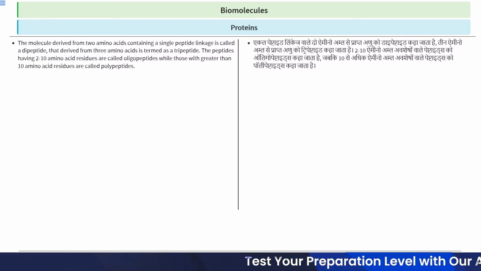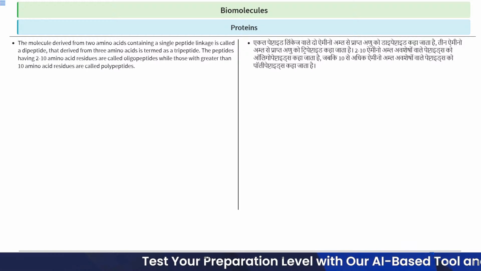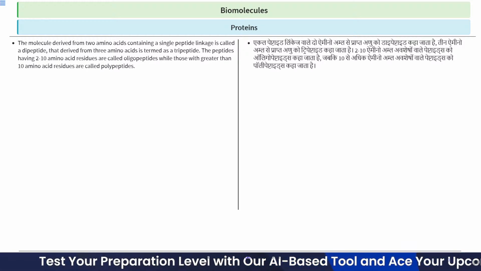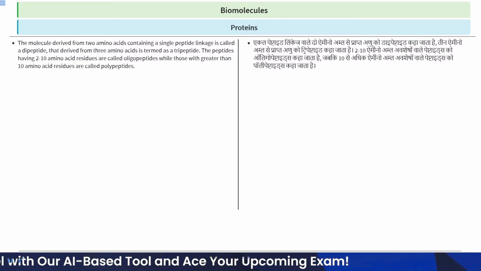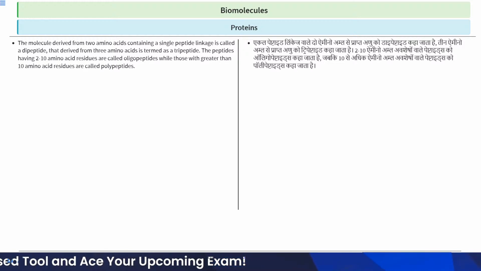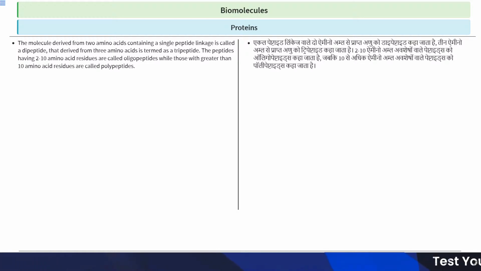If a molecule is derived from three amino acids, that means three amino acids combined together to form a molecule, then that molecule is termed a tripeptide. The peptides having 2 to 10 amino acid residues are called oligopeptides.